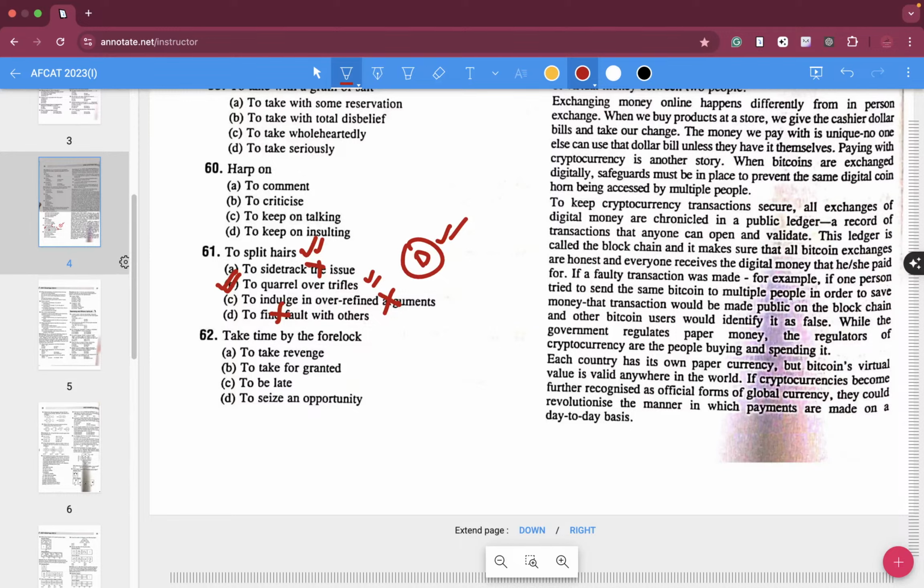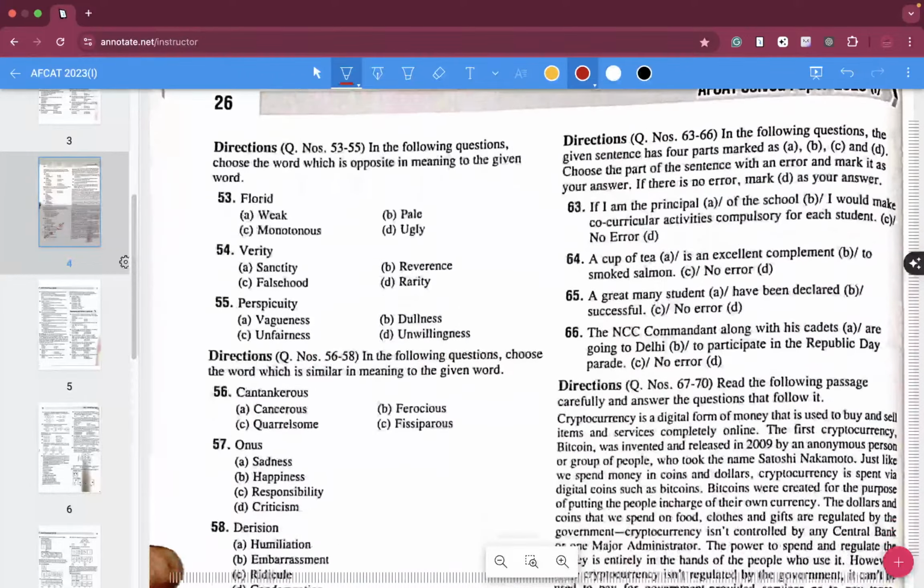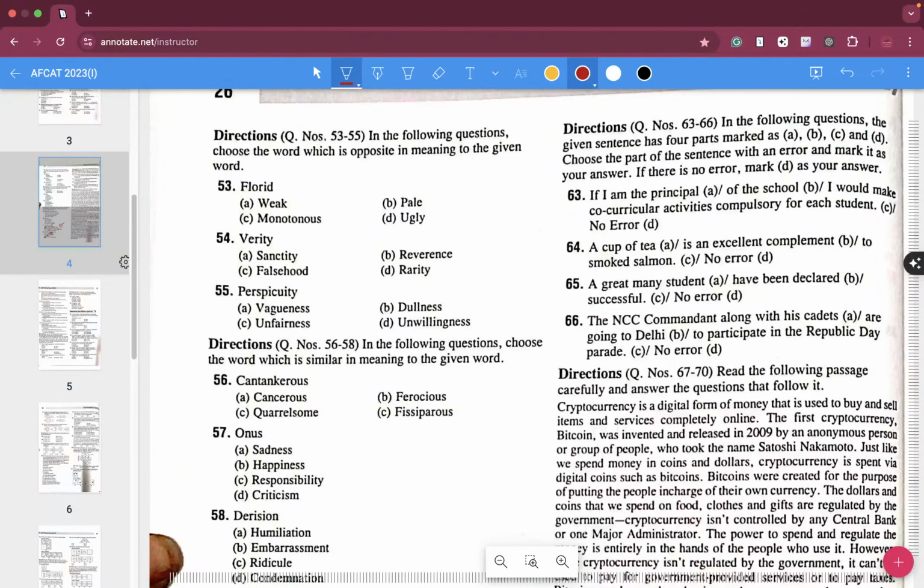For question number 62 over here, you have to take the revenge. No, it's not about the revenge. It's not that you are taking the time for granted either. It's not about being late. Take time by forelock means taking the opportunity in your hand. You are seizing the opportunity basically. Now moving on to question number 63.